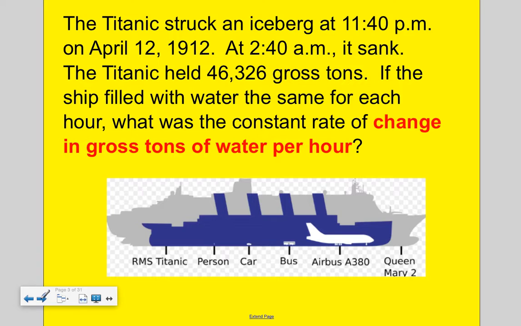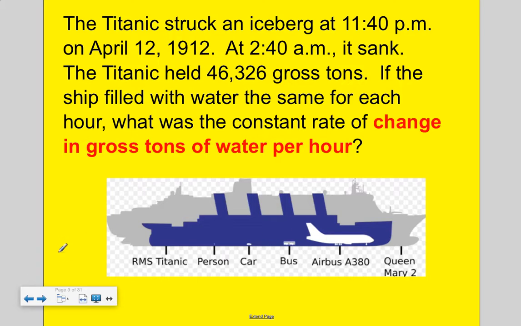The Titanic held 46,326 gross tons. If the ship filled with water the same for each hour, what was the constant rate of change in gross tons of water per hour? So as you can see, the Titanic was a really large boat. Person, car, bus, you could fit many airplanes inside here.